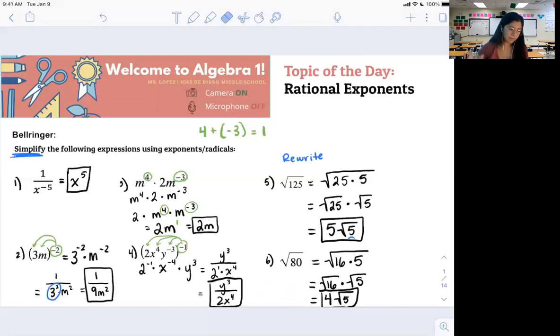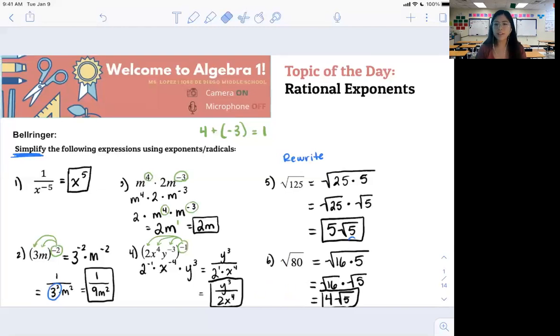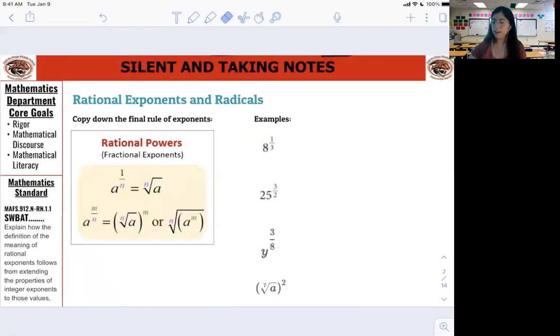Cool. All right. So that's our bell ringer. Now we get to actually get started. So before you start writing anything down, let me just explain what's happening.